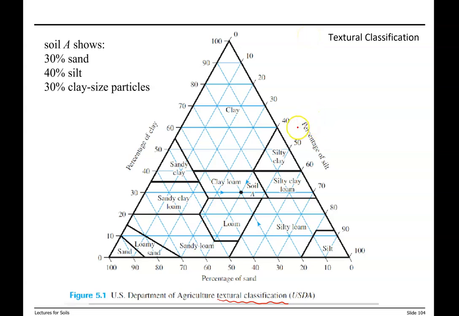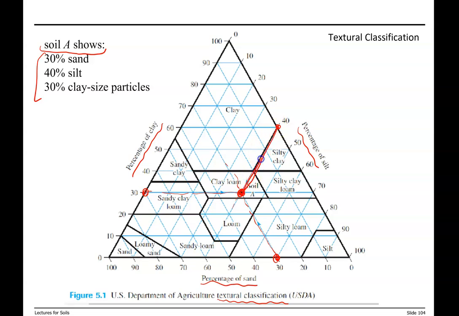So we have the percentage of silt, the percentage of sand, and the percentage of clay in the soil sample. For example, soil A shows 30% sand, 40% silt, and 30% clay size particles.